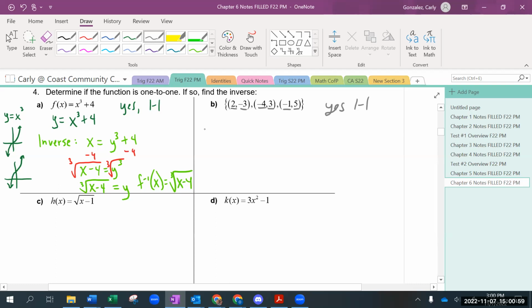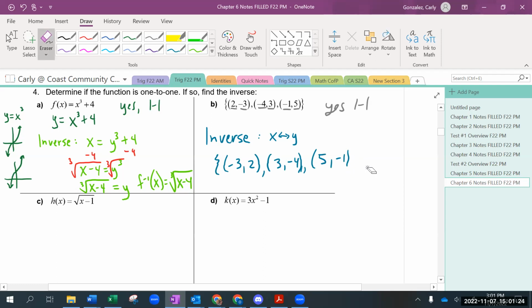And to find the inverse, all we need to do is switch our x and y. So instead of (2, -3), we'll have (-3, 2). Instead of (-4, 3), we'll have (3, -4). And last but not least, instead of (-1, 5), we just switch it to get (5, -1). And there we have our inverse of that function.